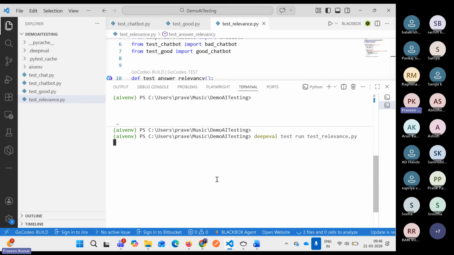Okay, so the input and output that you have given will be given to your GEval metrics. Then GEval, depending on the criteria that you have given, will try to find out whether the question and answer are matching or not. And depending on that, it will say whether your test has passed or failed.